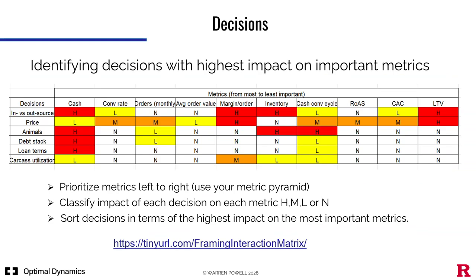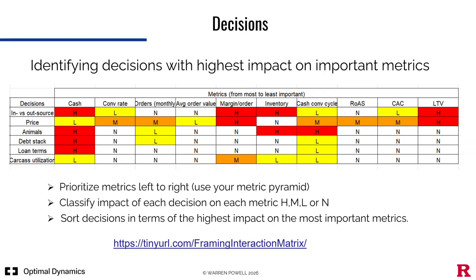Now, how do you know which decisions to focus on? I have this concept of interaction matrices where along the columns from left to right, you list your metrics, using judgment, from most important to least important. No analysis here. This is just human judgment from somebody who's familiar with the situation. And the rows are all decisions.